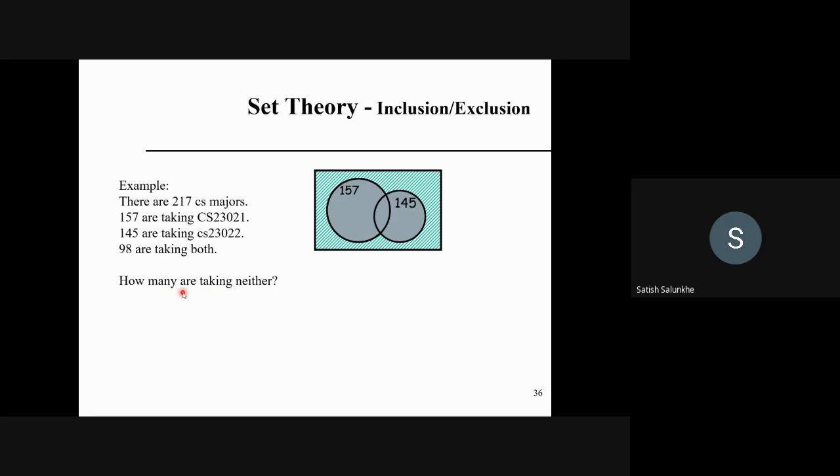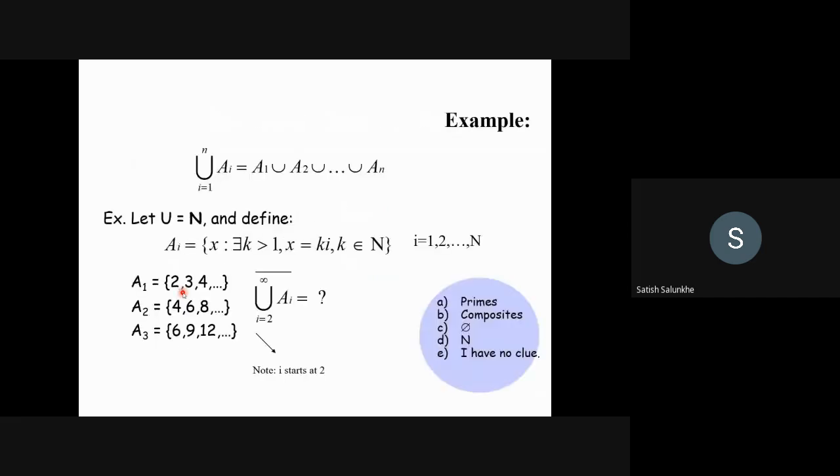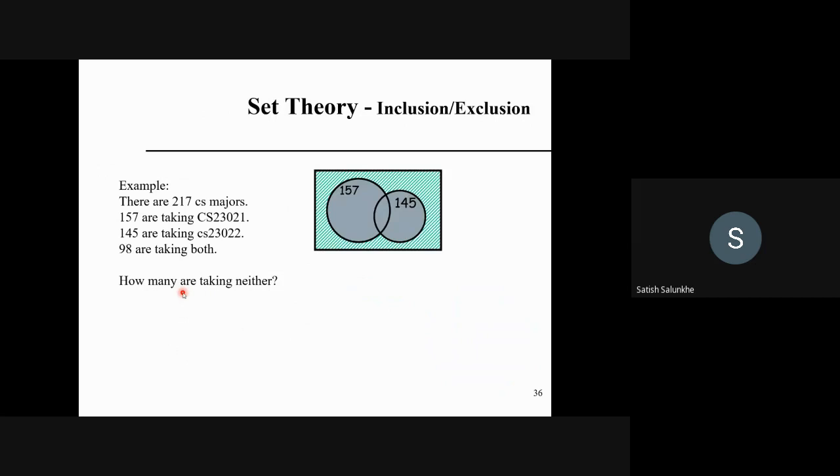So what is the principle of inclusion and exclusion? The scenario is something like this. You have 157 students belonging to set A, 145 students belonging to set B, and 98 taking both. It is very easy to identify that you want to find this shaded portion, meaning neither of these two courses is taken. You are aware that there are a total of 217.